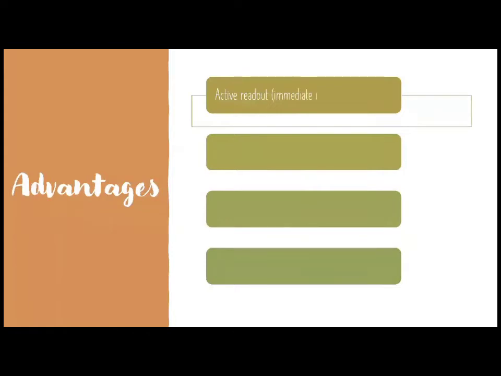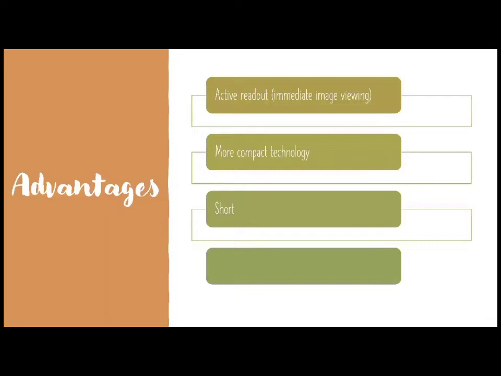There are a few advantages when it comes to the indirect flat panel system. The first one is that it has an active readout, meaning the image can be viewed immediately. It also uses more compact technology, has a shorter acquisition time, and it uses discrete detector elements.